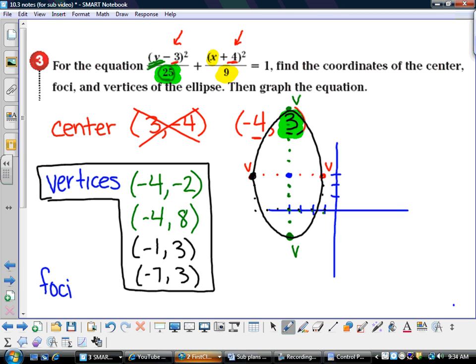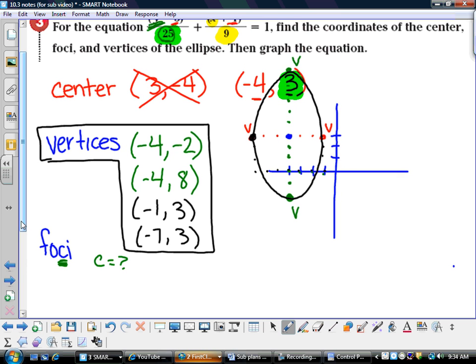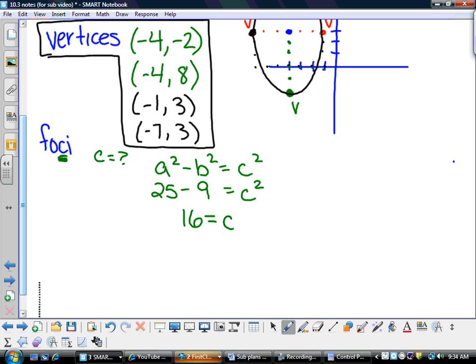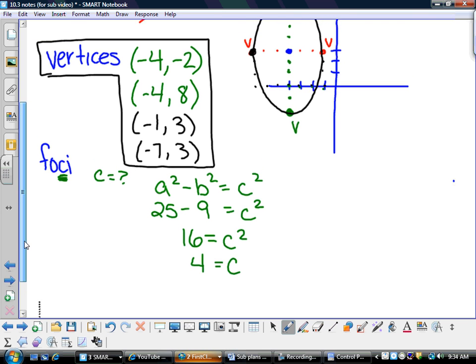To get the foci, we're going to do very much like what we did on the last one. To figure out where the foci are, we need to figure out what C is. To figure out C, we'll use the equation a squared minus b squared equals c squared. And in this case, 25 minus 9 is a lot nicer of a number. This time we're going exactly 4 units to get to the foci.